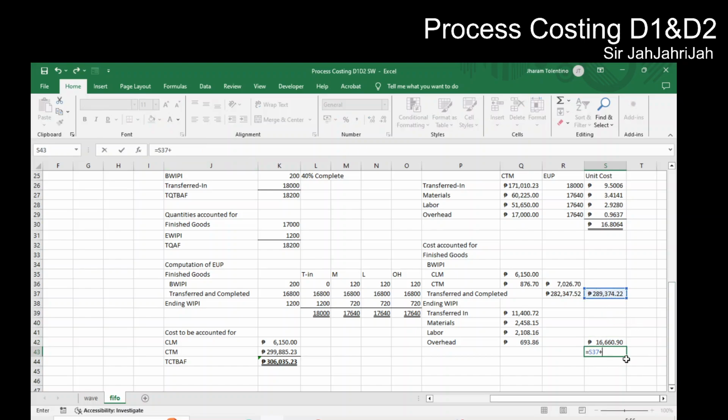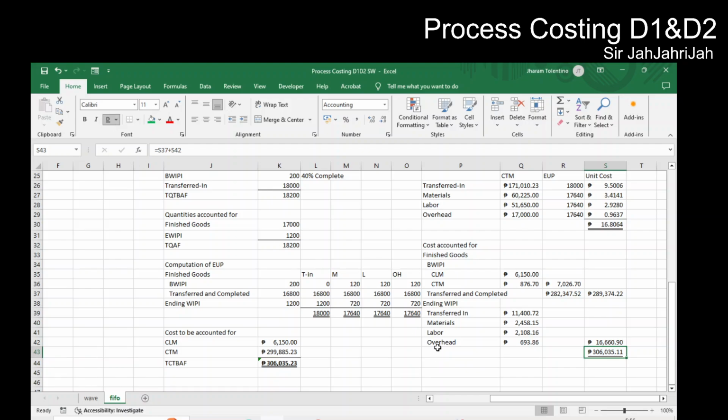Let's see. We have 289 plus 16. Is it 306,035.11? Yes, around 0.12 difference because of rounding off. So this is your total cost accounted for. There you have it, everyone. Our discussion for FIFO. Thank you.